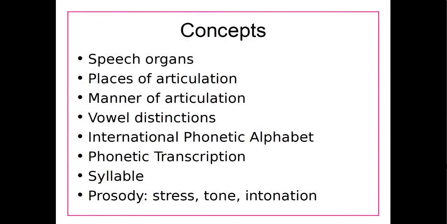There are a few concepts that we'll be looking at this week, and we'll go through each of these in turn. In this first little video, we'll be looking at the speech organs, and then in later videos, we'll be looking at what's called articulation, and then vowel distinctions, and then the International Phonetic Alphabet, and syllables, and then tone finally. Basically, these concepts are all different parts of how we form sounds and how we use our basic human anatomy to produce language.